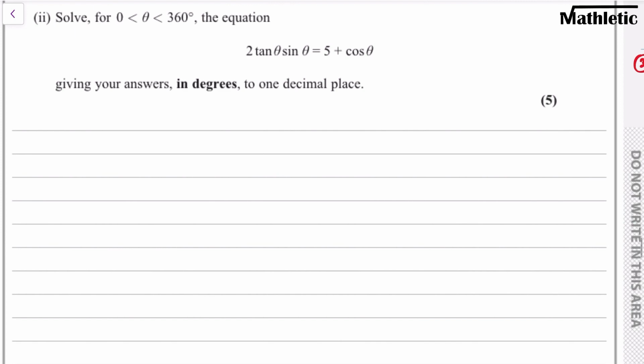Next, number 2. So this is the question. As you can see, we have sine, cos, tan, but then again we need to work with one trigonometric term. So let me simplify it. We know that tan theta is what? Sine theta by cos theta. So that's the formula I will be using here. So instead of tan, I will be writing sine theta by cos theta.